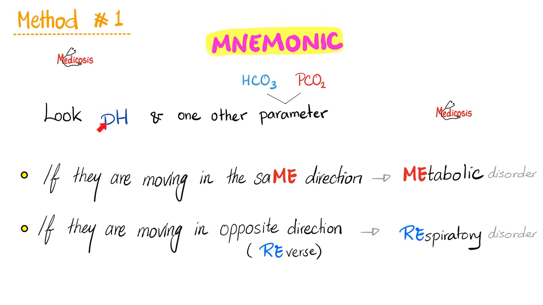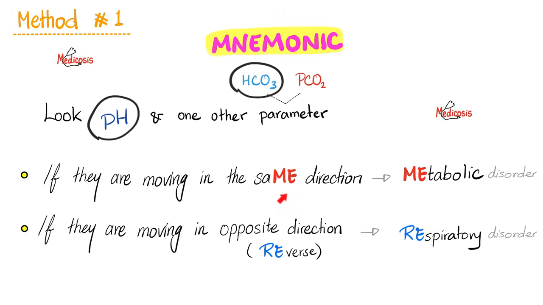All right, if the pH is low, it's acidosis. If the pH is high, it's alkalosis. But what kind of acidosis? Is it respiratory or metabolic? Or what kind of alkalosis? Is it respiratory or metabolic? How should I know? You look at the pH and one other thing. You could look at the pH with the bicarb or the pH and the CO2. But do not compare the bicarb to the CO2. Otherwise, this method is not going to work. So I prefer to look at the pH and the bicarb.